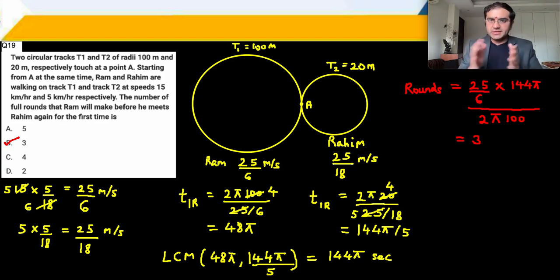So this was simply based upon your theory that first meeting at starting point is LCM of time taken to complete one round by each of these persons. So this was a little lengthy definitely, but manageable. So you could have done this maybe in round 2 in the exam. That's all. Let's go to the next one.